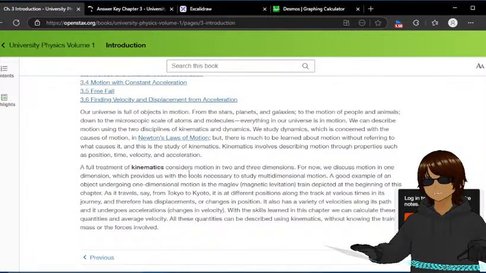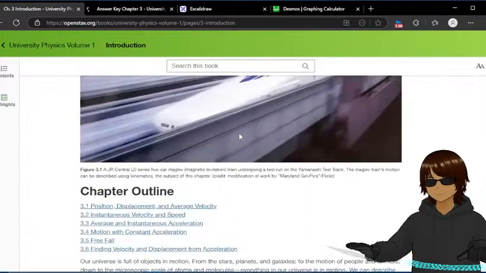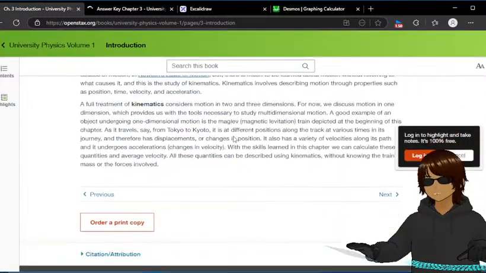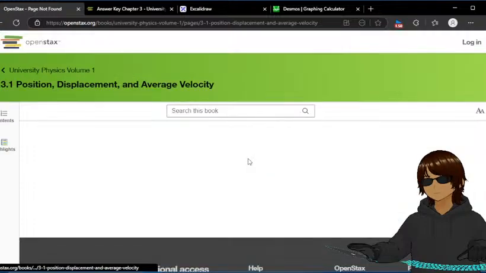For now, we will discuss motion in one dimension, which provides us with tools necessary to study multidimensional motion. A good example of an object undergoing multidimensional motion is the maglev, magnetic levitation train, depicted at the beginning of this chapter. As it travels from Tokyo to Kyoto, this train is at different positions along the track at various times in its journey, and therefore has displacement, or changes in position. It also has a variety of velocities here. Okay, next chapter.